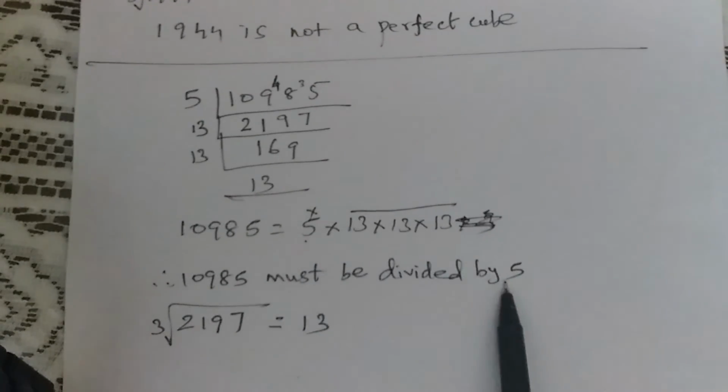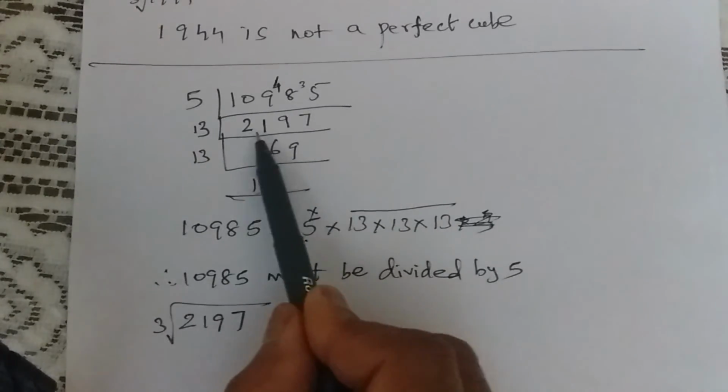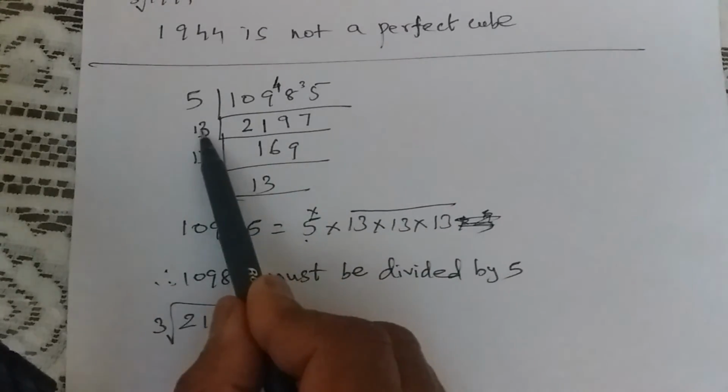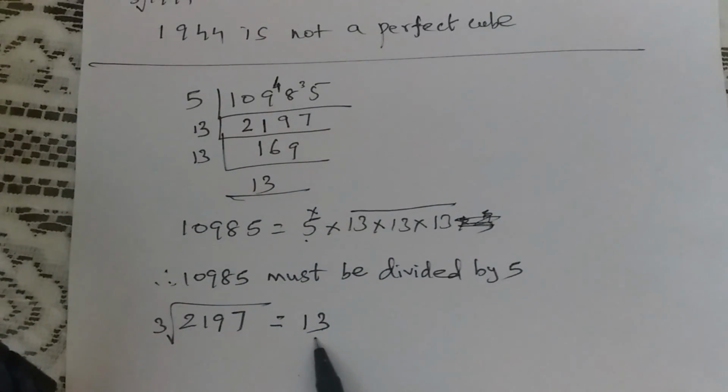And when you divide by 5, you get 2197. And what is the cube root of 2197? We will get only 3 13s. For 3 13s, you can select 1 13. Understood?